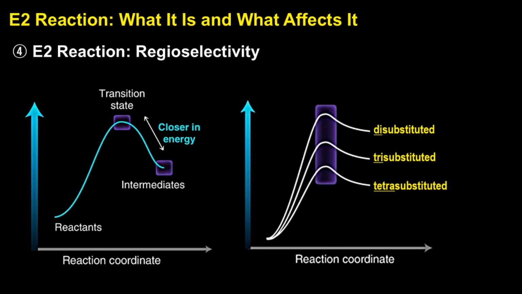If you check the energy diagram, you'll see the path leading to the Zaitsev product. The more substituted alkene has the lowest activation barrier. That's why it's usually the major product.